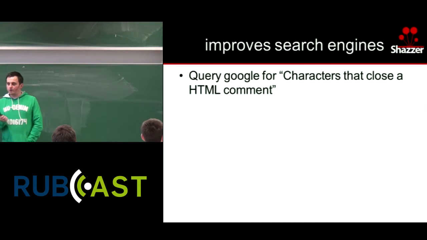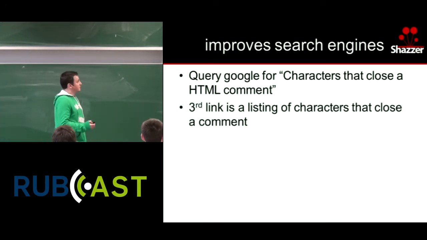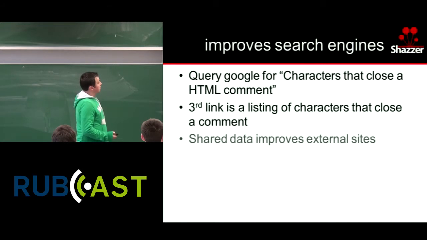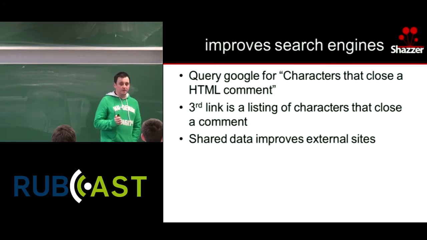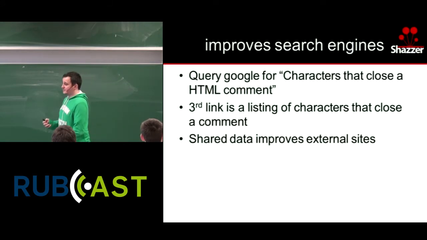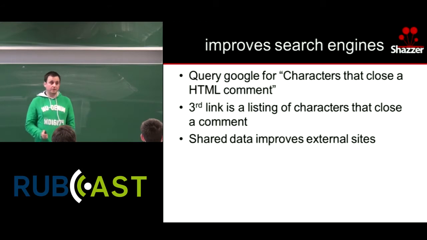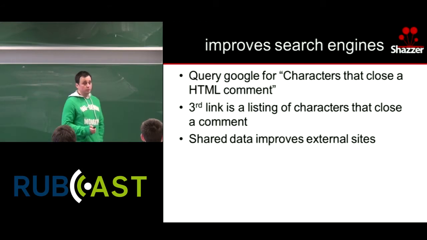So I want to know which characters close a HTML comment. The third link on Google gives a listing of that. Shared data: if you share your fuzzing data, it will improve external sites. It will improve your tools. It will improve the entire web.